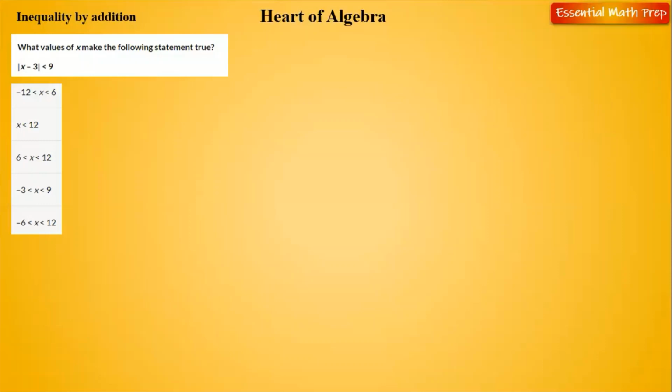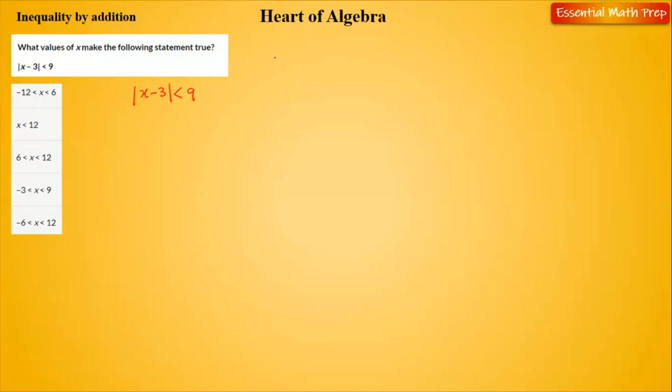So let's get started. Here we have: what values of X make the following statement true, right? One good thing about inequality is you do not really have to focus on the answer choices for the most part as you solve the problem. So here is the problem we have. We have absolute value of X minus 3 is less than 9.